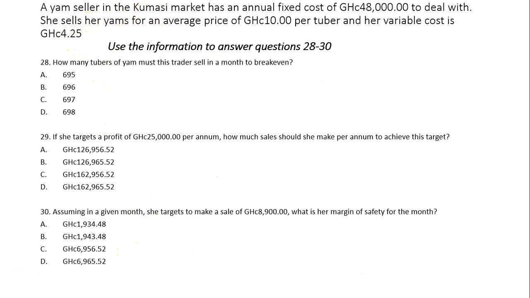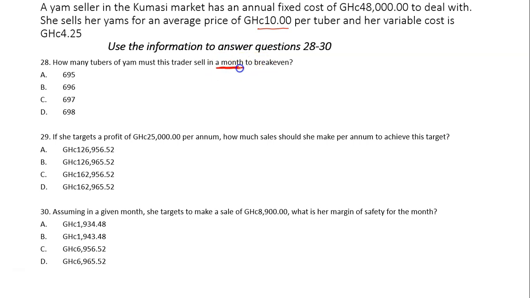A yam seller in Kumasi market has an annual fixed cost of 48,000 to deal with. She sells her yams for an average price of 10 Ghana cedis per tuber, and a variable cost is 4.25 Ghana cedis. Use the information to answer questions 28 to 30. Question 28 says, how many tubers of yam must this trader sell in a month to break even?